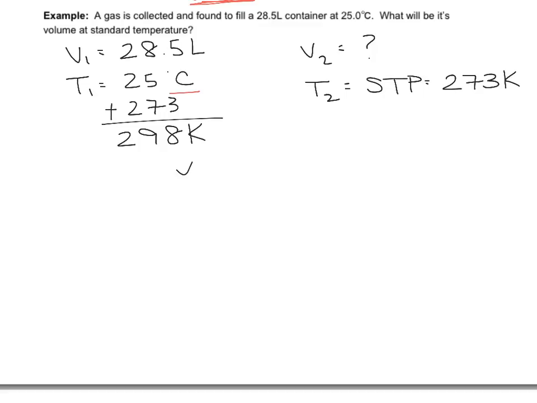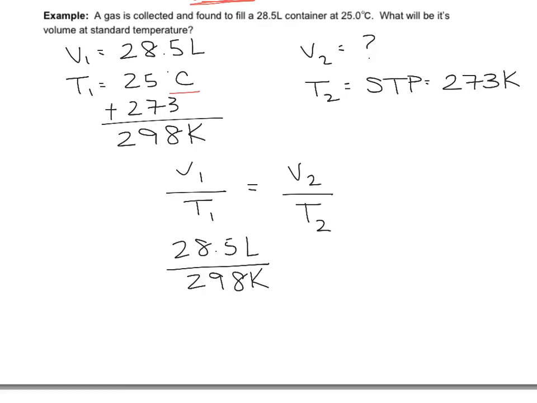So my V1 over T1 equals V2 over T2. 28.5 liters is my initial volume. 298 Kelvin is my initial temperature. I'm solving for my final volume, and I know my final temperature. Now I can rearrange to get rid of this 273 and bring it to the other side. I'm just multiplying both sides by 273 Kelvin.